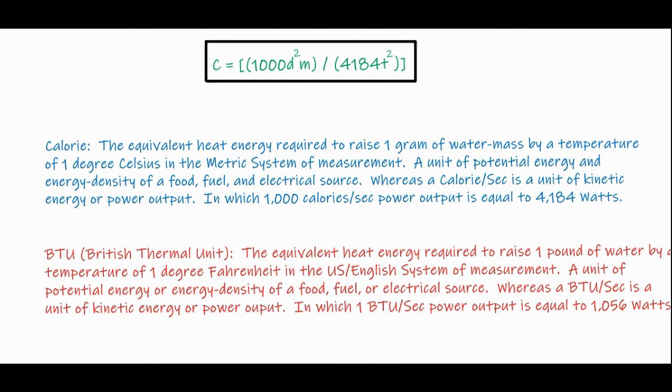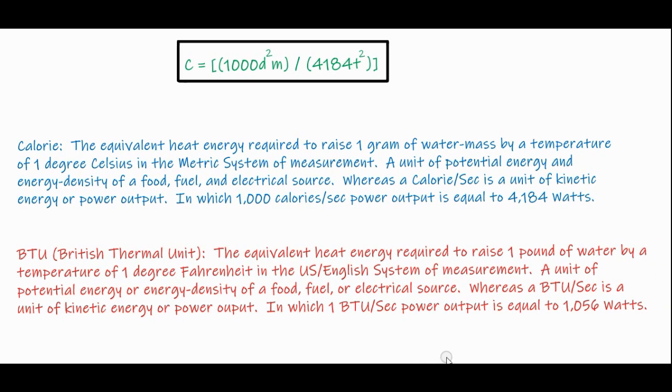Additional information: a calorie is defined as the equivalent heat energy required to raise 1 gram of water mass by a temperature of 1 degree Celsius in the metric system of measurement. It is a unit of potential energy and energy density of a fuel, food, or electrical source, whereas a calorie per second is a unit of kinetic energy or power output, in which 1,000 calories per second power output is equal to 4,184 watts.